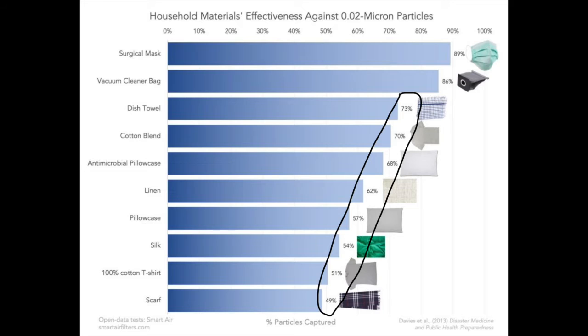Pretty cool, right? The research showed that a single layer of most household fabrics will filter about 50 to 75% of the bacteria particles, which is pretty good. Adding an additional layer of fabric only filtered an additional 1 to 2% of bacteria particles. However, it was found that 2 layers of dish towel filtered about 97% of the bacteria particles, which is equivalent to a surgical mask in terms of filtration.